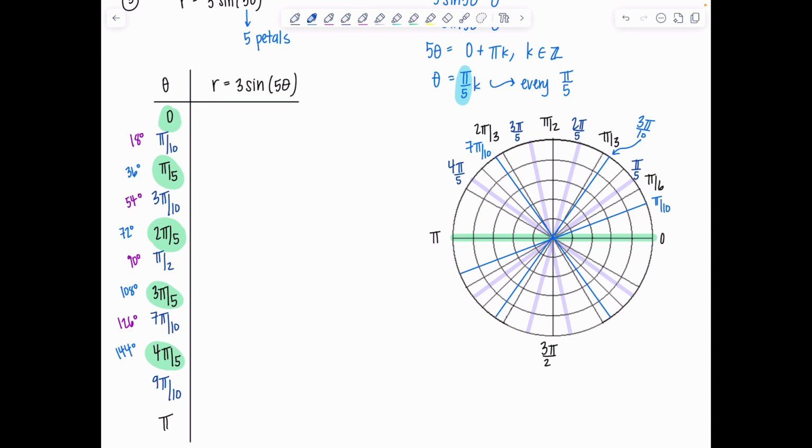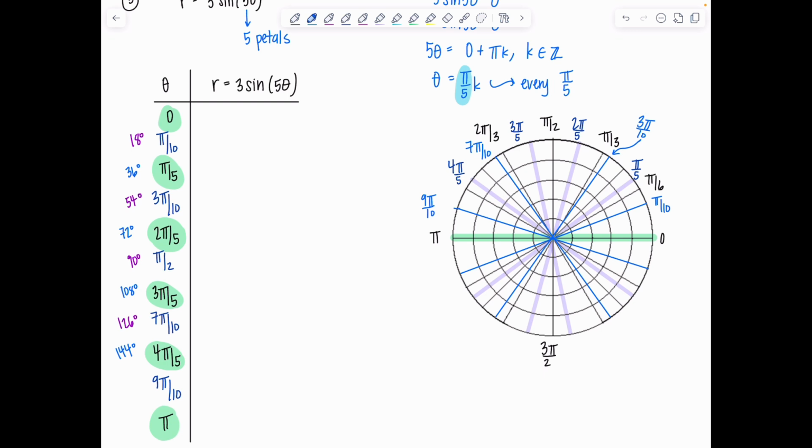And then lastly, 9 pi over 10. Where's 9 pi over 10? Halfway between 4 pi over 5 and pi. Halfway between those two. So I'm just going to say maybe like here is 9 pi over 10. And draw it all the way through. Why am I drawing it all the way through? Just in case r comes out negative there. Oh my God, okay. We got it, you guys. We're surviving. All right, here we go.